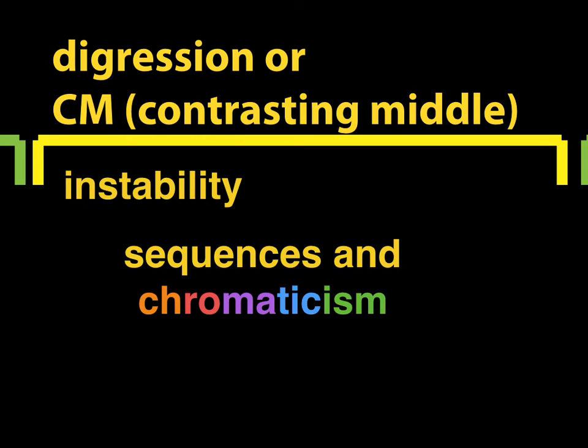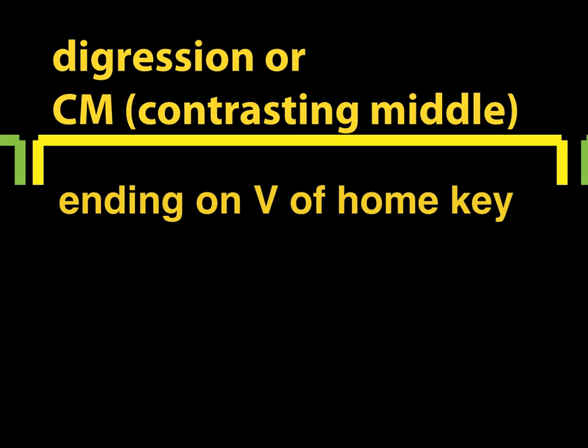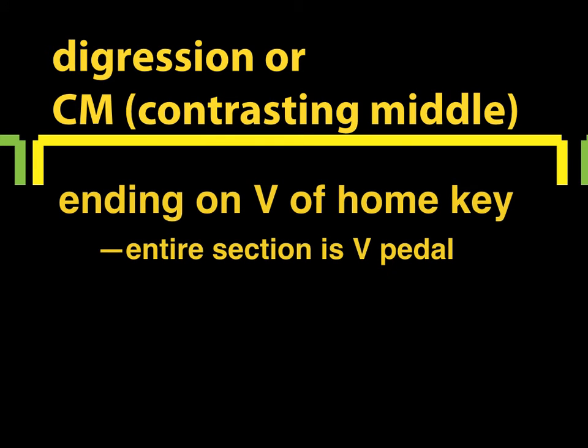The contrasting middle also ends on 5 of the home key. That can happen in one of 3 ways. First, the entire section could be a long 5 pedal, and if the entire section is a 5 pedal, then the ending will be 2.